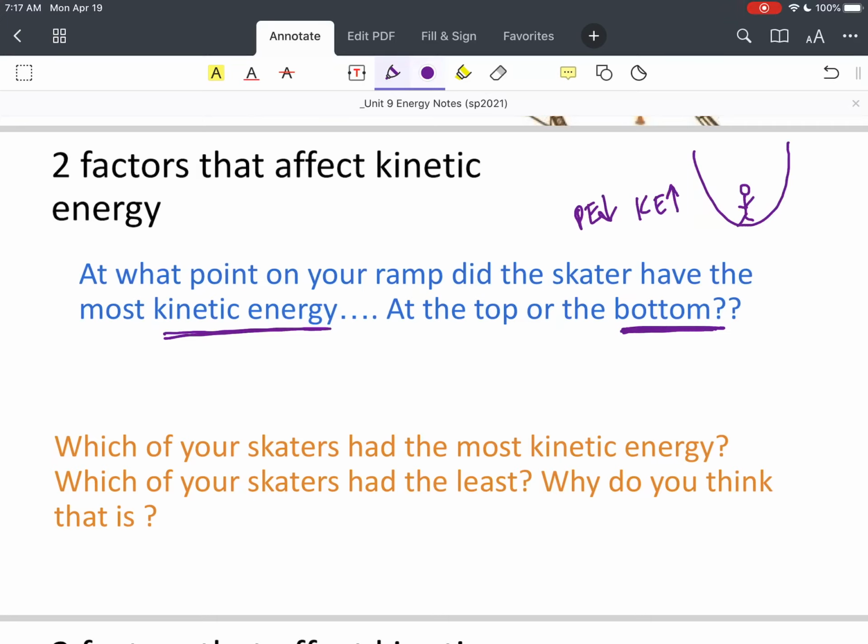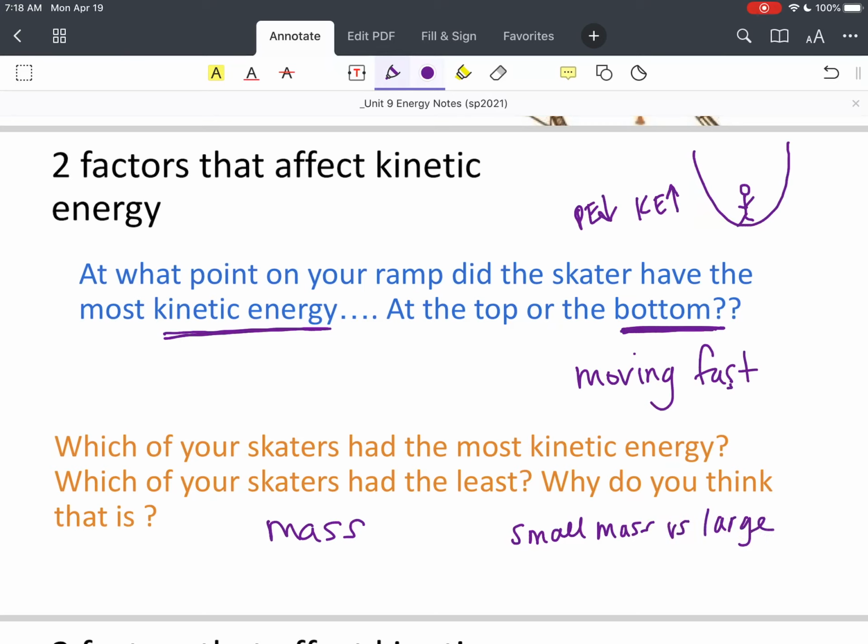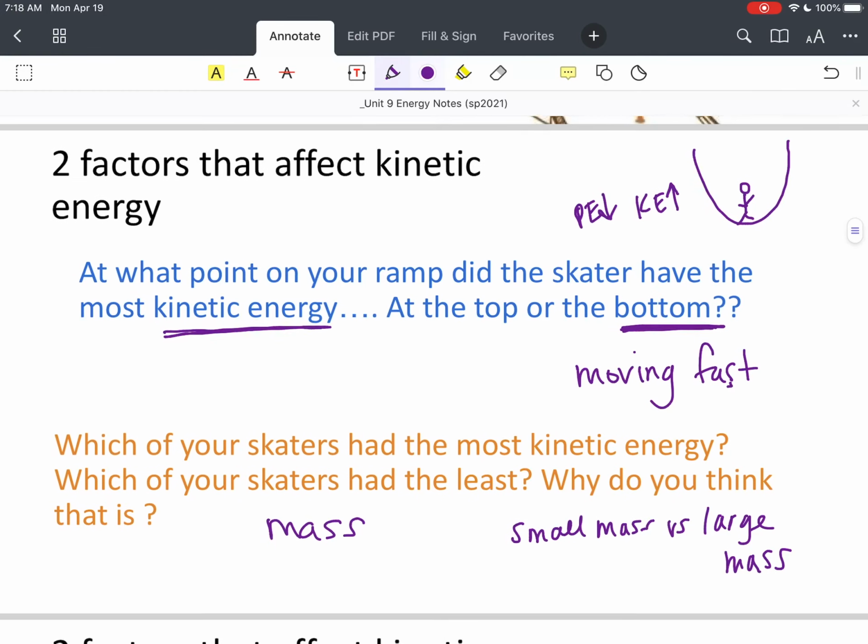So we know that how fast we're moving affects our kinetic energy. You were looking at one other factor when determining what affected how much energy your skater had, and that was your mass. You should have noticed a difference when you had a small mass versus a large mass. What kind of difference in energy did you notice for that? Think about your answers to those questions.